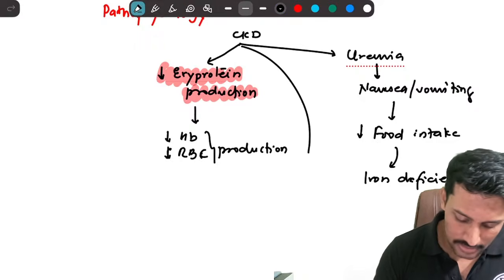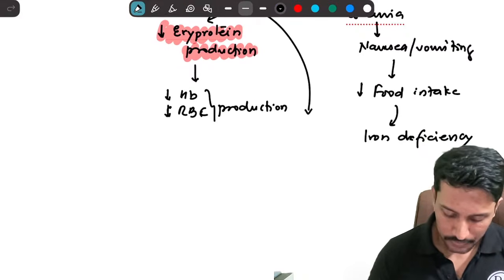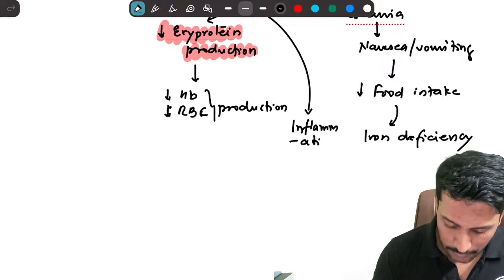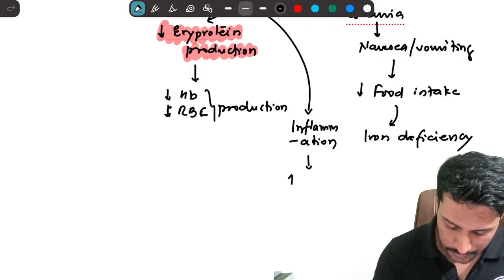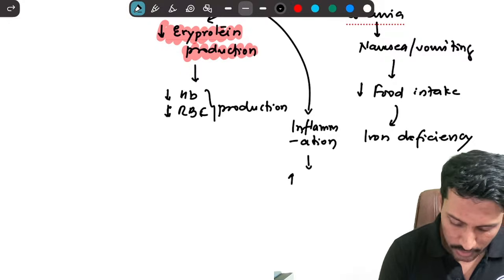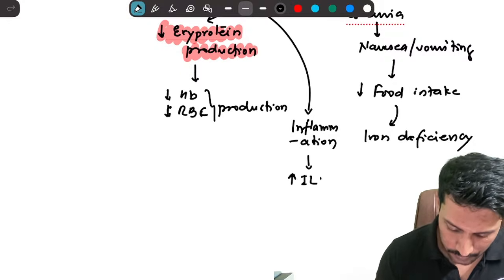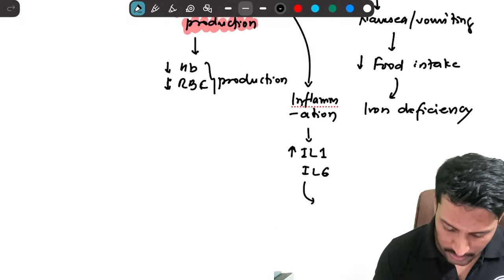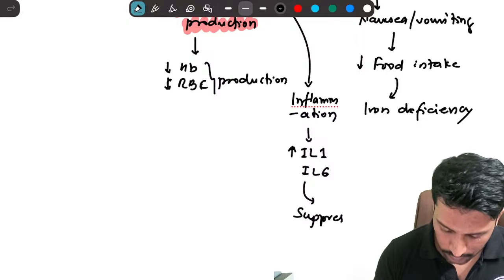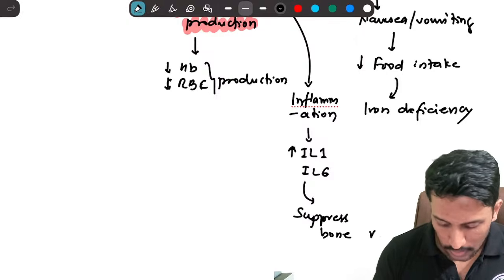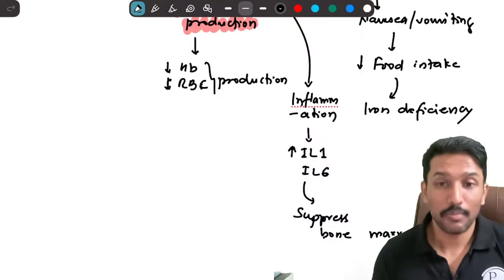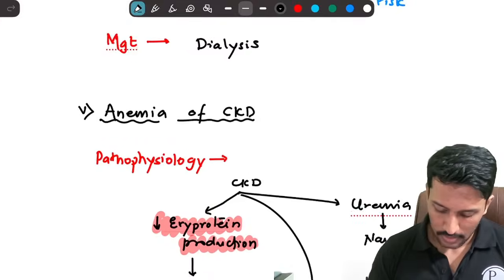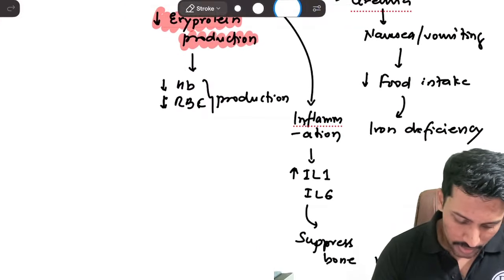Second thing, CKD itself is an inflammatory state. So there is systemic inflammation, and because of the inflammation, there is increased production of inflammatory cytokines like interleukin 1 and interleukin 6. And these inflammatory cytokines suppress bone marrow. So anemia of CKD, you can say it is multifactorial. It is not just because of erythropoietin deficiency. So all of them are coming together.